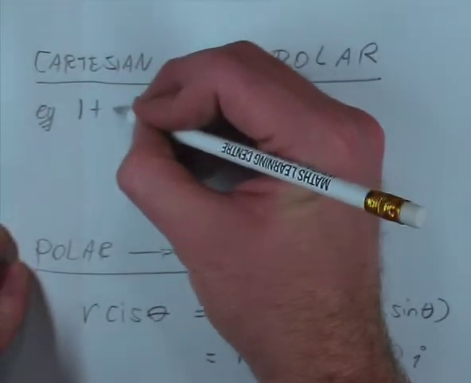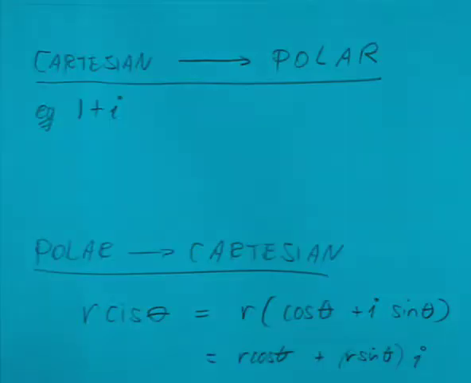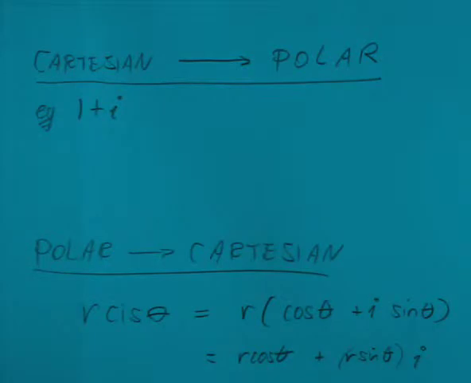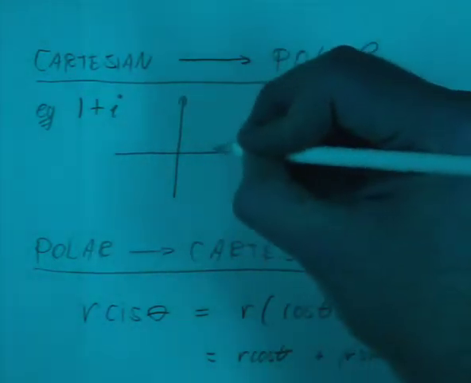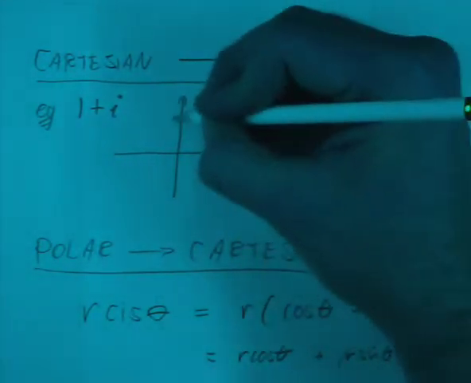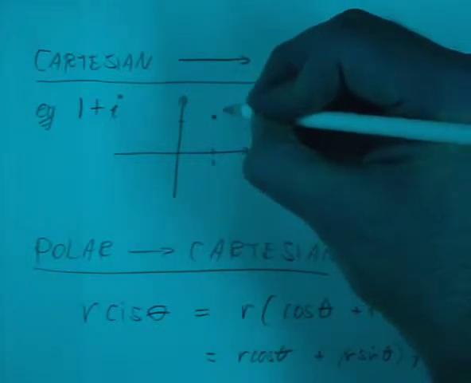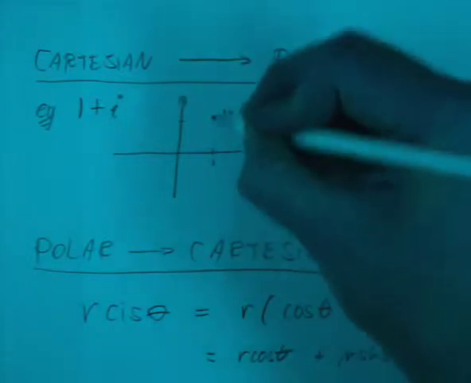So let me just do this one. I've got the number 1 plus I. The number 1 plus I I can draw on my graph as here. Here's 1 and here's I. So 1 plus I is here. Okay, 1 on the x-axis.